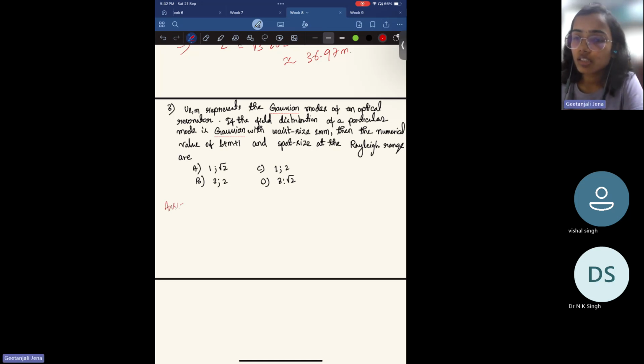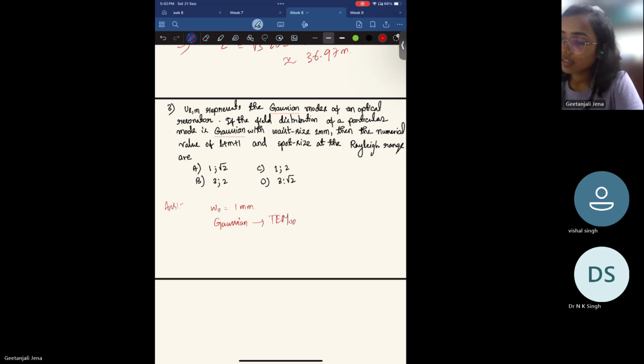So, next one is LM represents the Gaussian modes of an optical resonator. If the field distribution of a particular mode is Gaussian with waist size W0 given as 1 millimeter, and the field is Gaussian, that means it is the TEM00 mode, right? Then the numerical value of L plus M plus 1 and the spot size at the Rayleigh range are?